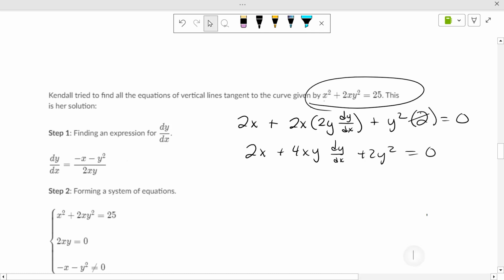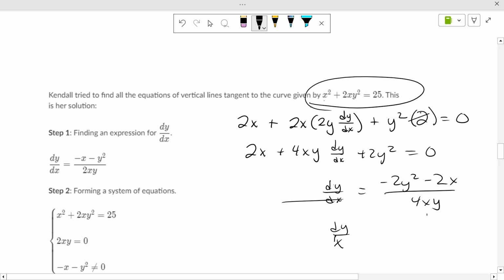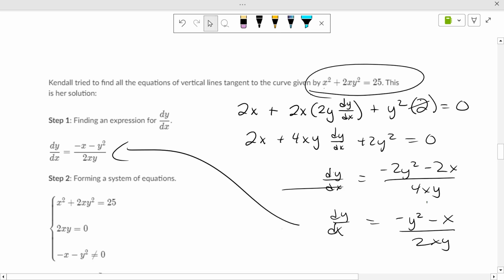How do I get dy dx alone? Subtract these two things. So 4xy dy dx equals negative 2y squared minus 2x. And if we divide by 4xy, dy dx, if we divide everything by 2, equals negative y squared minus x over 2xy. Does that match that? Yes. Step 1, we're good. Okay.